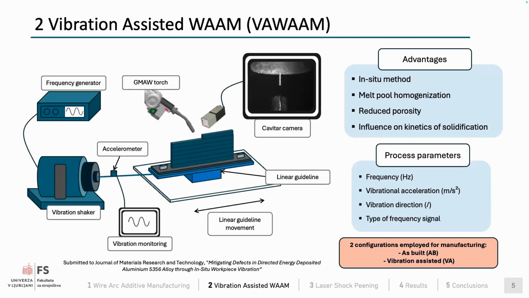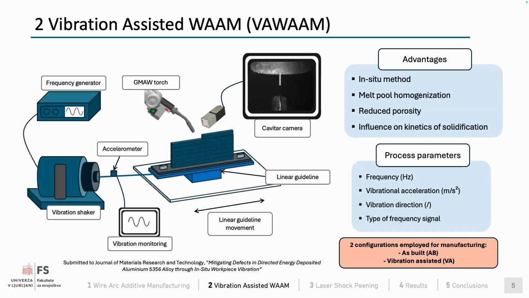Here we have our schematics, which is also the system employed in the laboratory. We have a frequency generator, which feeds into the vibration shaker. Through this rod, we transmit the vibration to our linear guideline. The purpose of the linear guideline is to prevent the vibrations from occurring in different directions and only allow them through the linear guideline movement. We also have an accelerometer for vibration monitoring to maintain stable parameters.